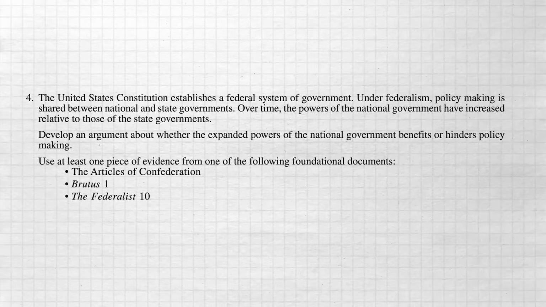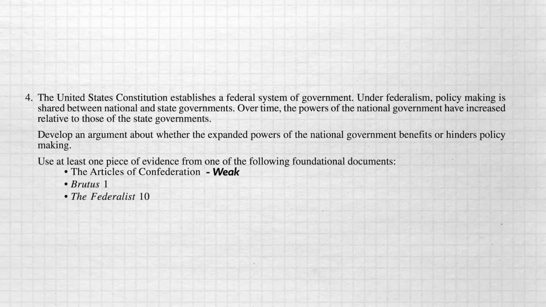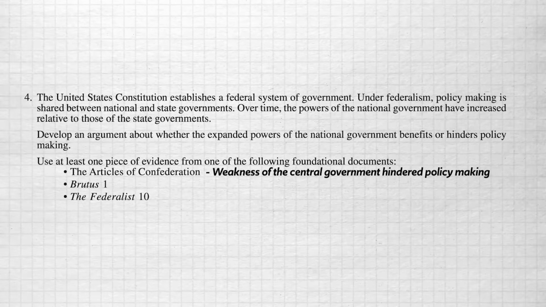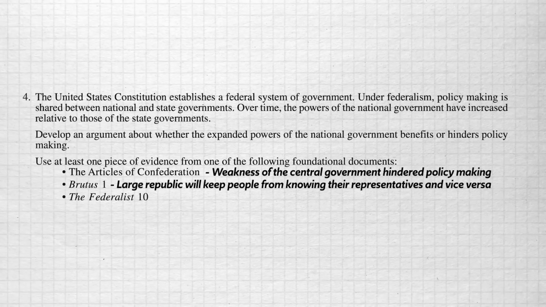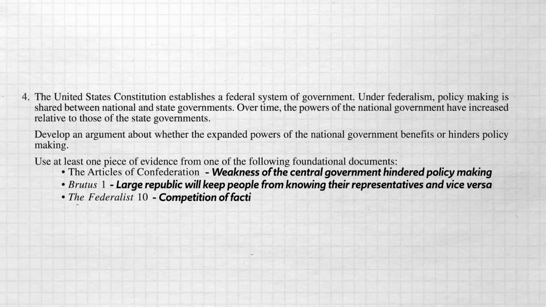So next to the Articles of Confederation, I'm just going to write a quick note about how the weakness of the central government hindered policymaking. Next to Brutus 1, I'm going to write a note about how a large republic will keep people from knowing their representatives and vice versa. Next to Federalist 10, I'm going to write competition of factions.